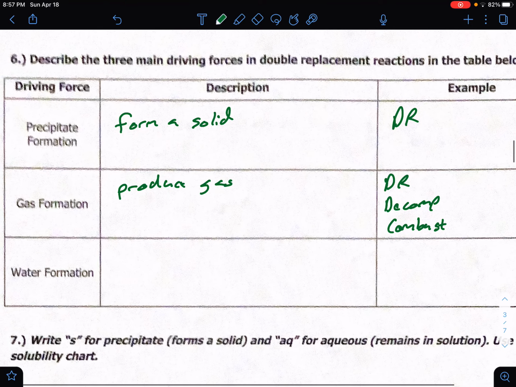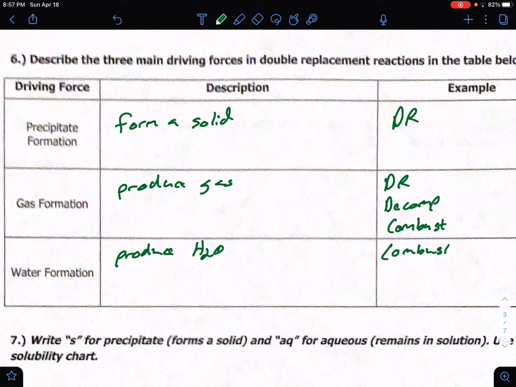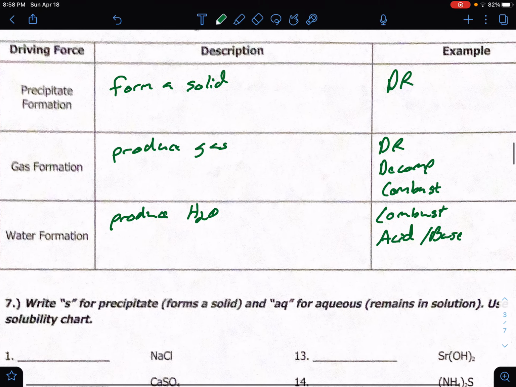Water formation, this is just producing water. So nothing fancy here. But these are just your 3 driving forces. Combustion always makes water and CO2, and then we usually get water from our acid-base neutralization. So those are just your 3 driving forces. Not a whole lot in there, so I wouldn't worry too much about that. Not going to go too far in depth on that.